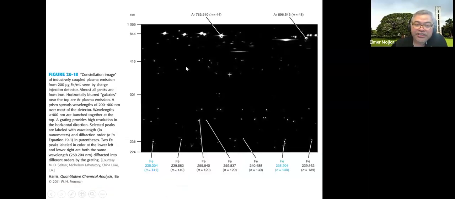And we could say this is the so-called constellation image of an inductively coupled plasma emission. If you have 200 microgram of Fe per ml seen by CID. So almost all peaks are from the iron. Okay, so this is iron here, iron, iron, iron. So you could see this is like a plate.